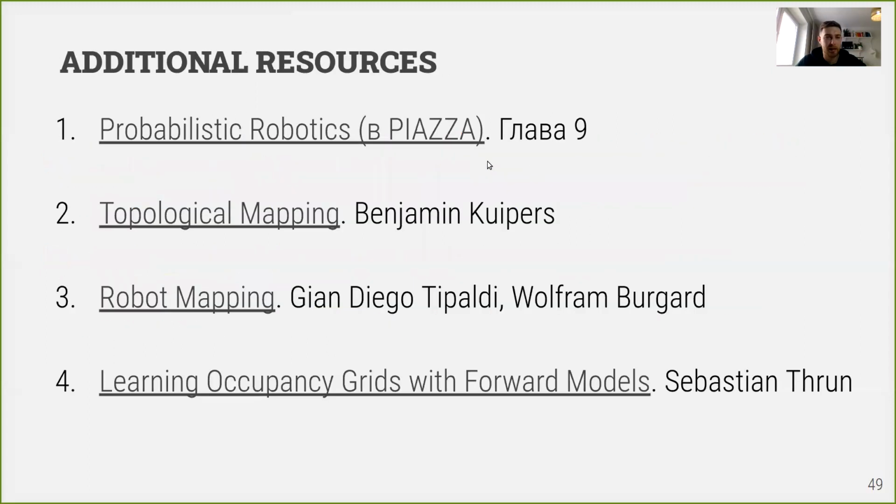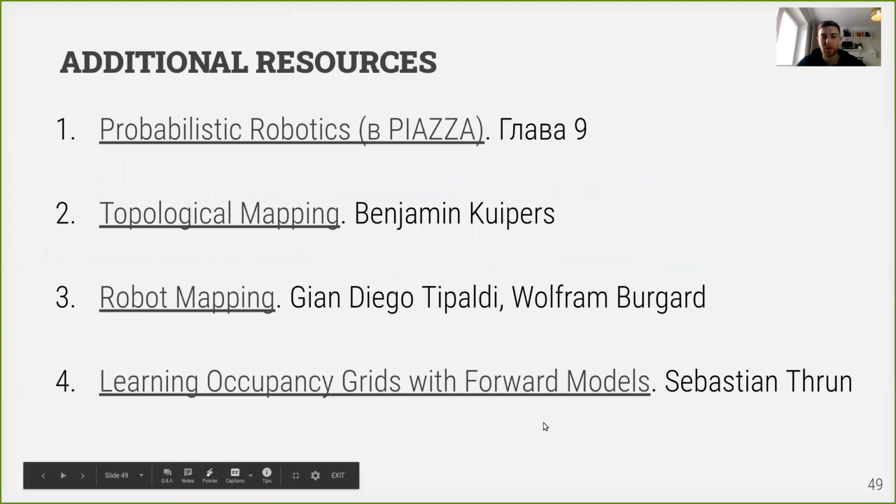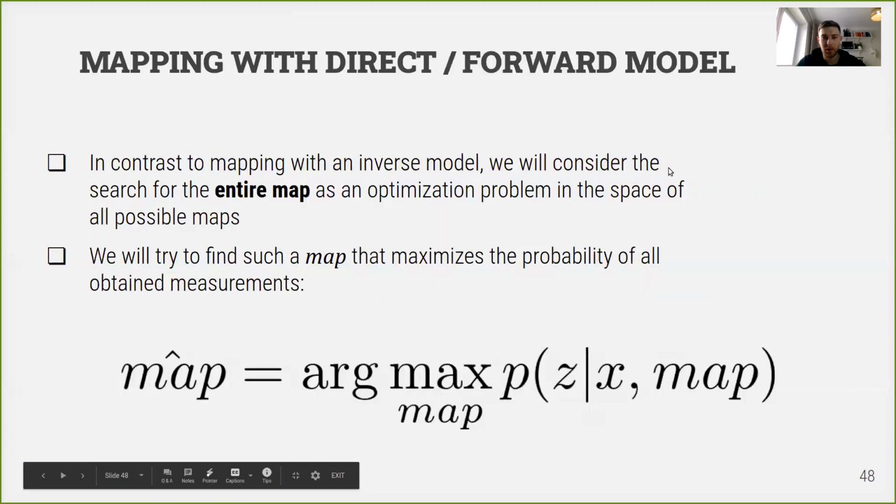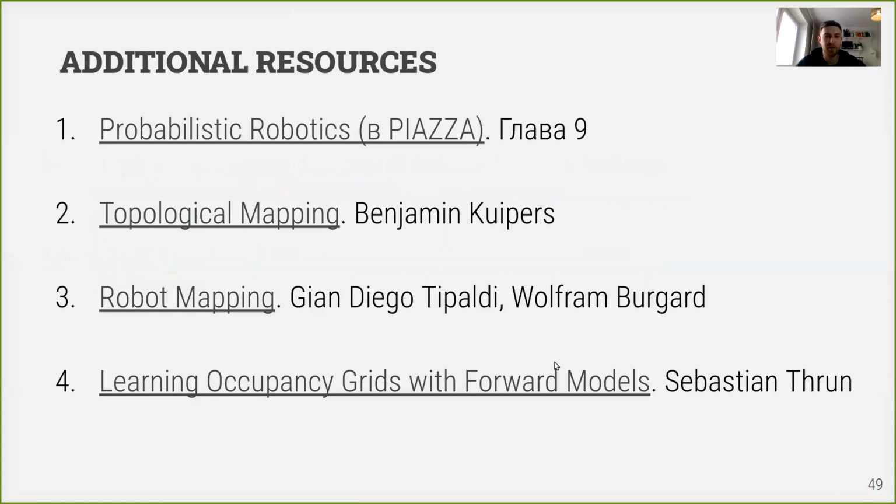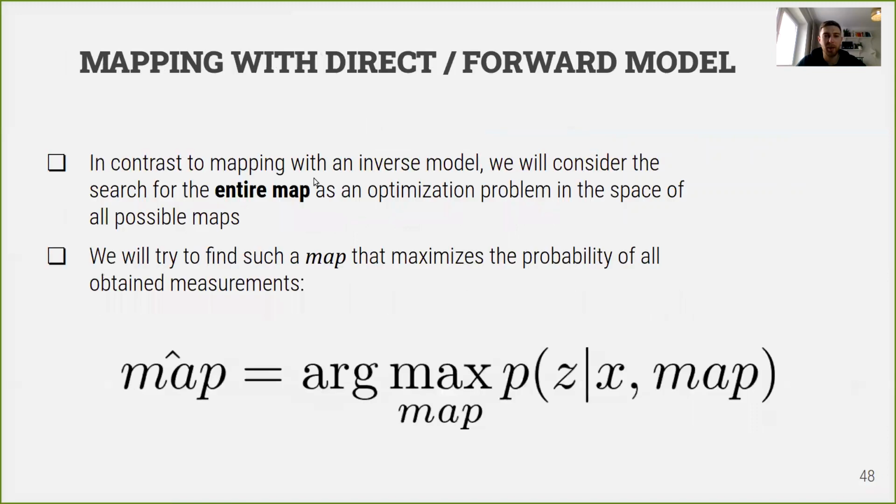So basically that's it for today. As usual, there are some additional resources on topological mapping, really cool lectures on robot mapping. There is a great article from Sebastian Thrun, Learning Occupancy Grids with Forward Models, on this algorithm. And of course, there is always the Probabilistic Robotics book, which is the most important book in this course. And there is chapter 9 you can read to find more on mapping.